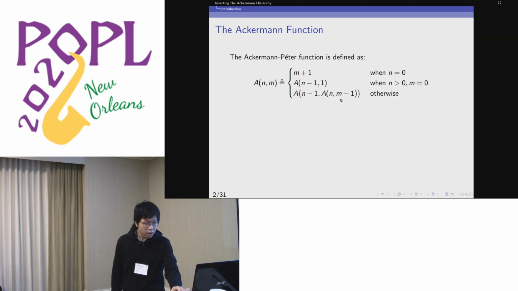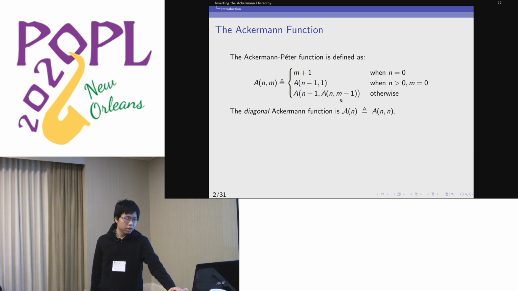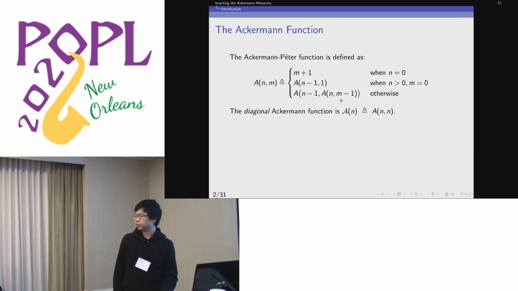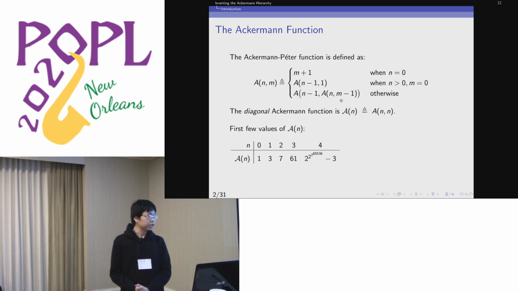And so, this is the Ackermann function. It's a recursive function, and it grows faster than any primitive recursive function you can think of. We are interested in a diagonal Ackermann function, which is A of n, defined as the Ackermann of n and n. So, as you can see, this function grows extremely fast. A of 4 is huge, and A of 5 is so big, we can't write it here.